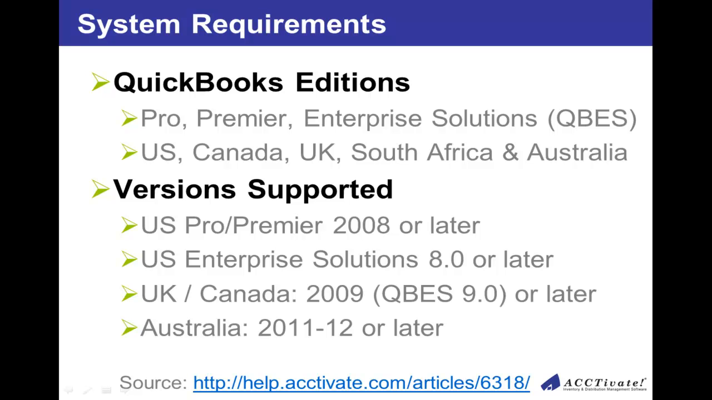And in Canada and the UK, the version numbers are a little different. So 2009 corresponds to the US 2008. If you're in Canada, you need to be on 2009 or later. And then Australia is the same thing. It's a couple years newer in terms of the year, but it really is the same as the 2008 US.